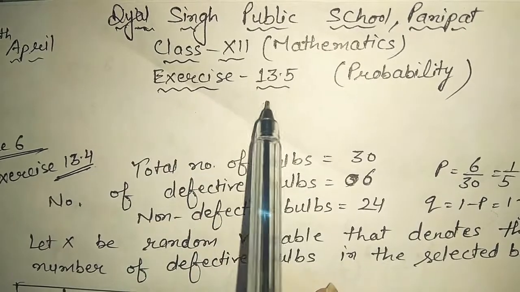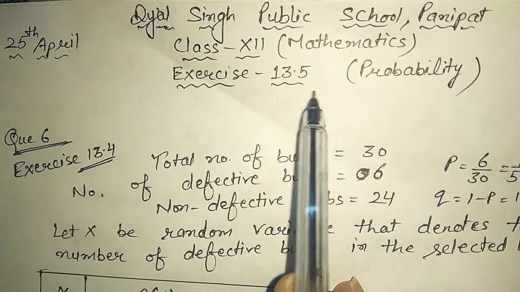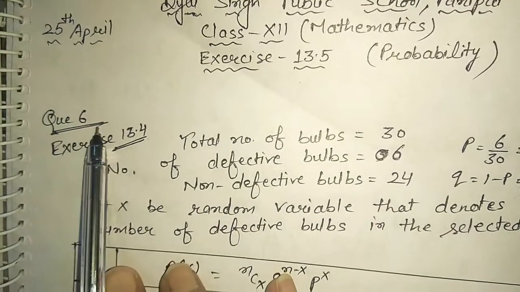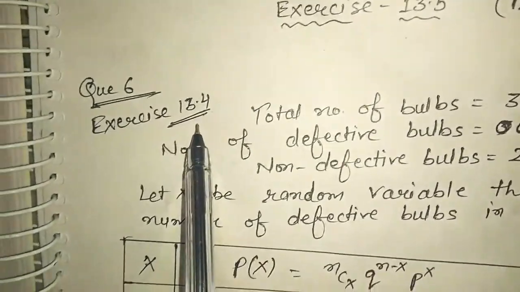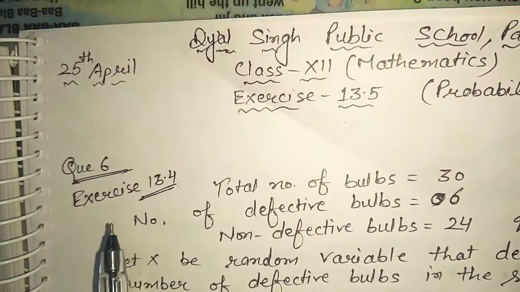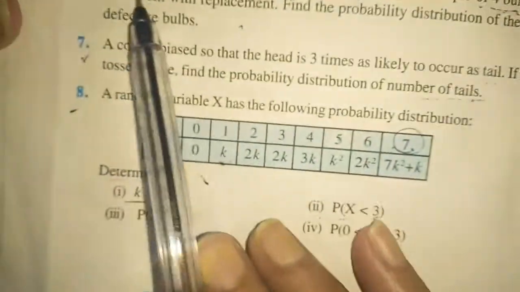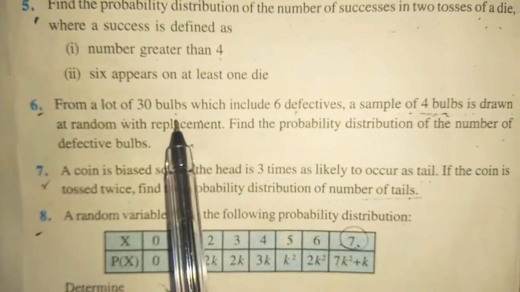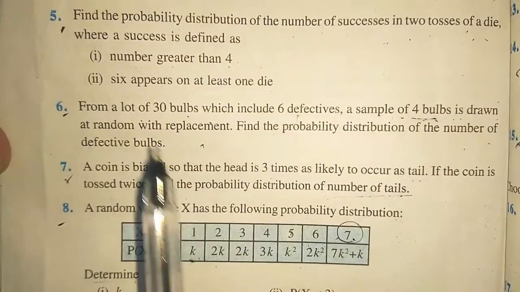Okay, today we will do questions of exercise 13.5. Before starting this exercise, we will do question number 6 of exercise 13.4. In exercise 13.4, question 6 is from part a. We have done this question in a previous video, but today we will do it by using binomial distribution.